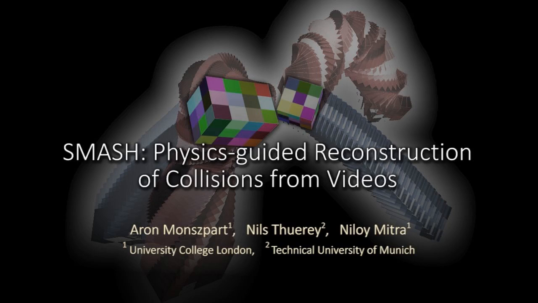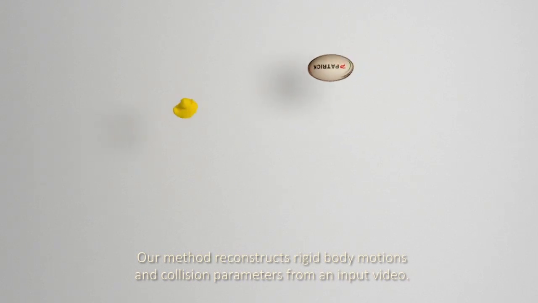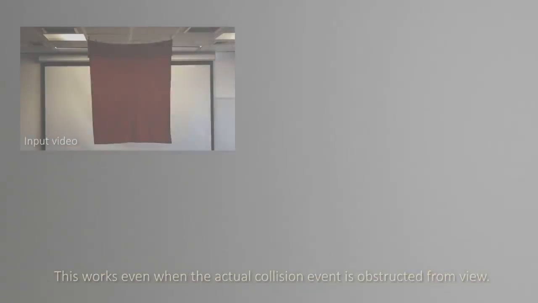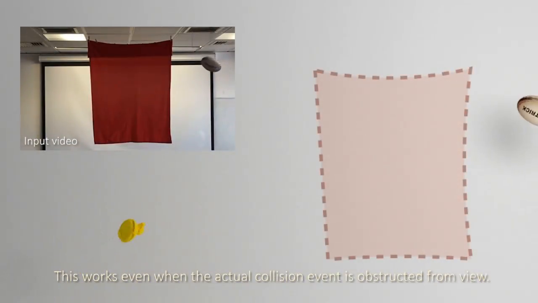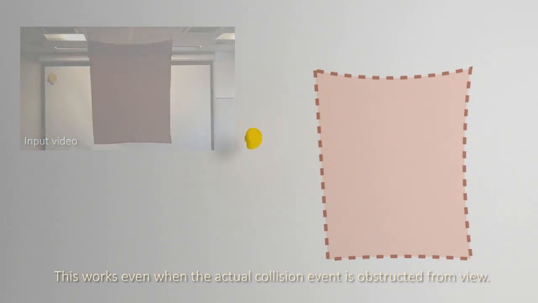We present SMASH, physics-guided reconstruction of collisions from videos. Collisions capture suspense, build anticipation, and pack drama. SMASH reconstructs in 3D an accurate, physically valid collision using laws of rigid body physics for regularization. We do not directly work with the object's geometry, but analyze the object's motion before and after collision. We can therefore reconstruct a physically plausible collision even under severe occlusion.